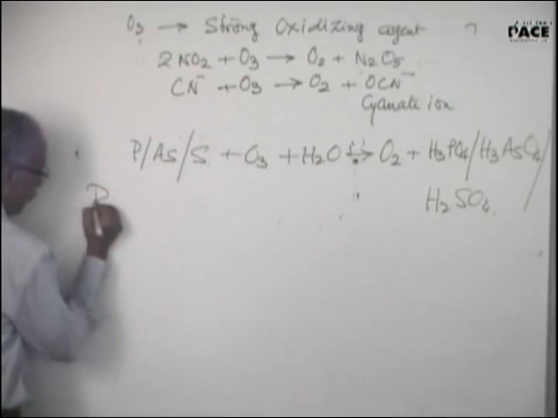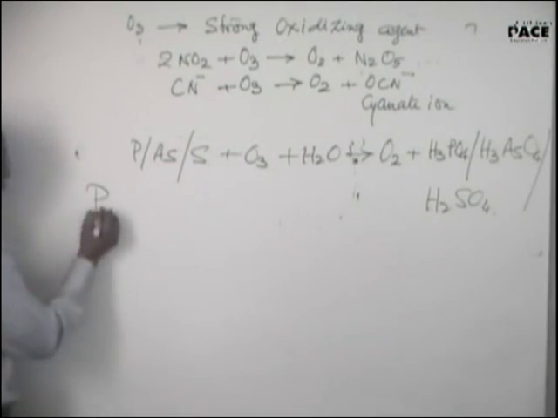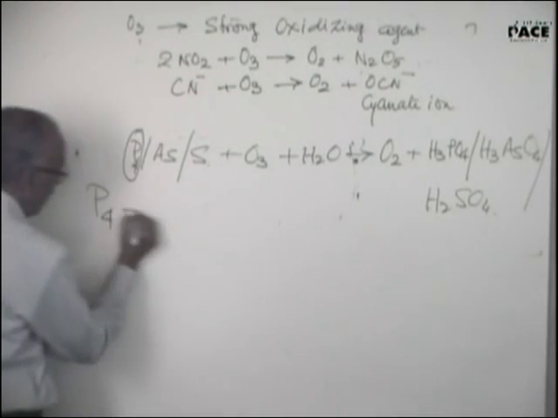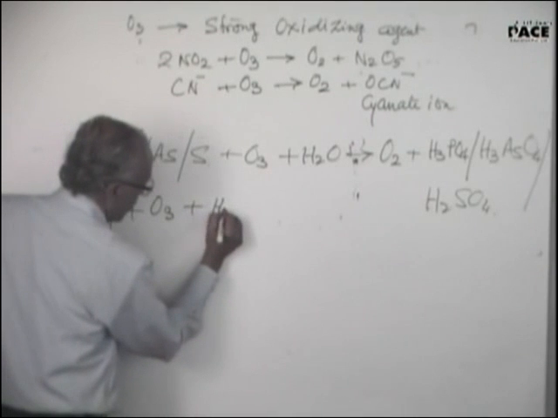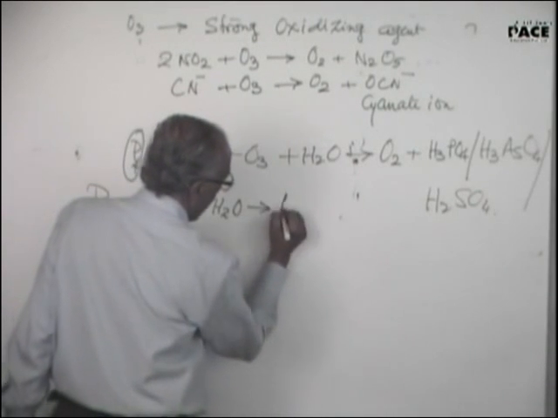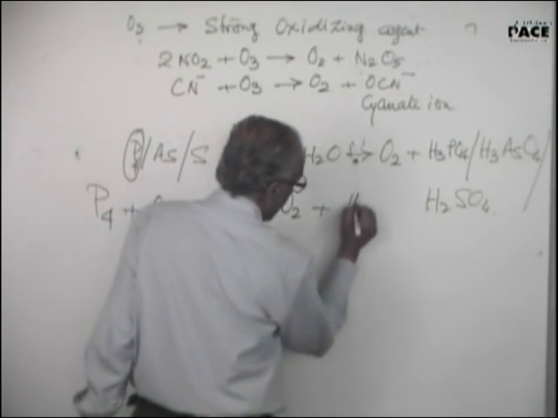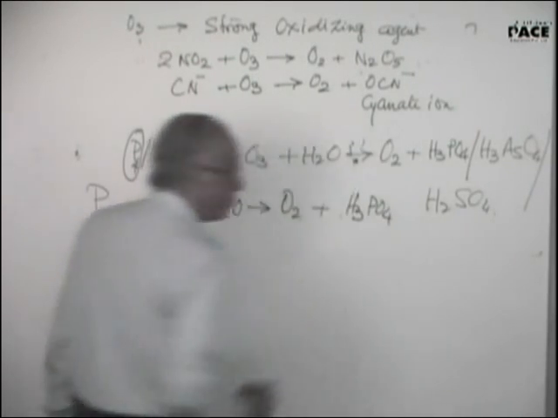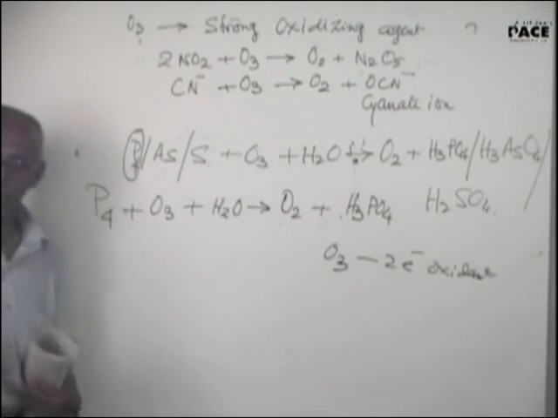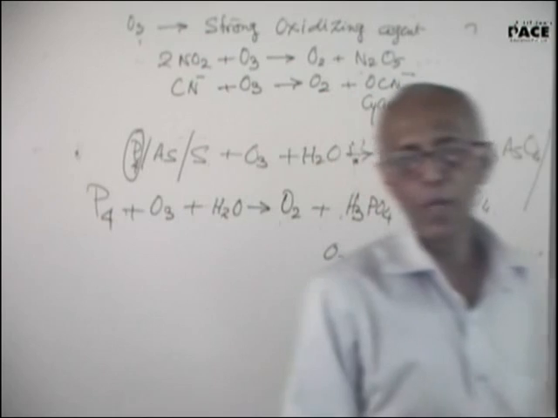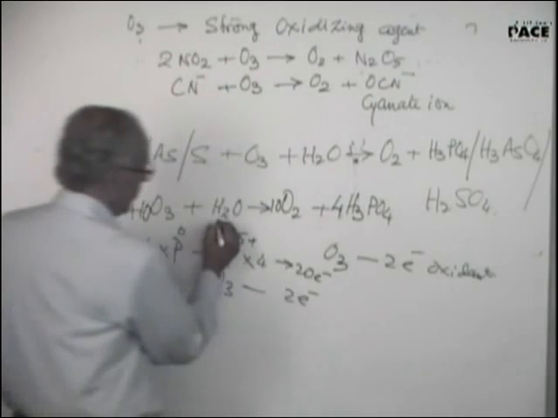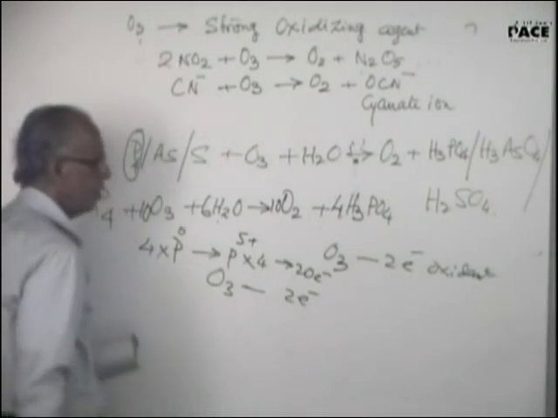Balance this reaction. Phosphorus to be always written as P4, not P. It has to be written as P4. P4 plus ozone plus water gives you oxygen plus H3PO4. Ozone is a 2-electron oxidant. So 1 mole of ozone involves 2 electrons. How many water do I need? 6.